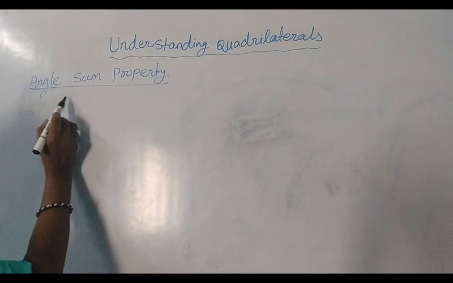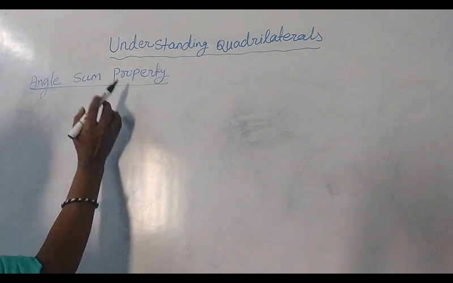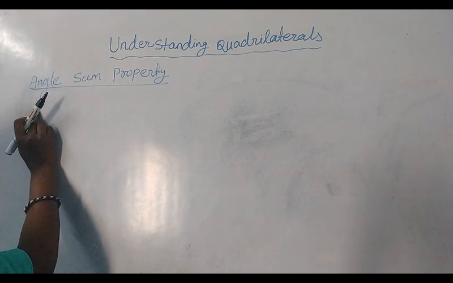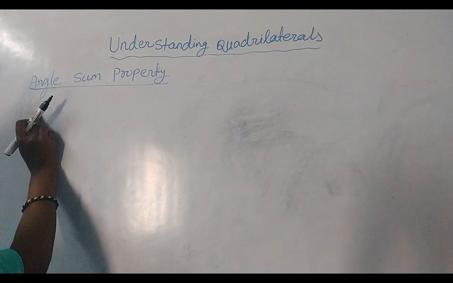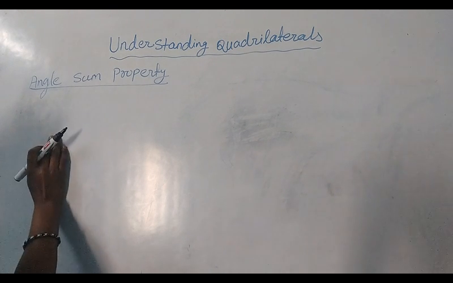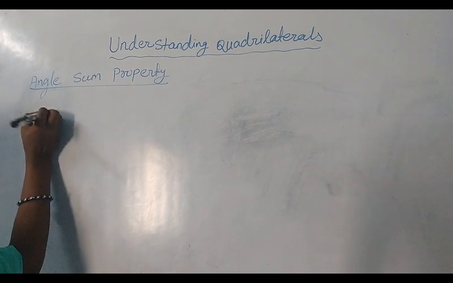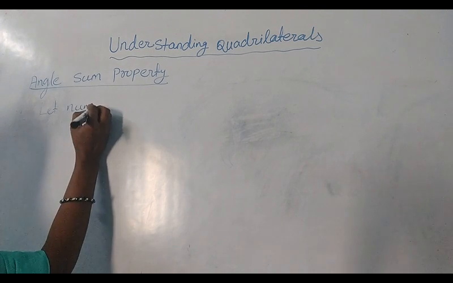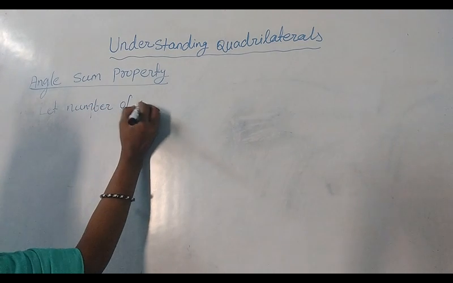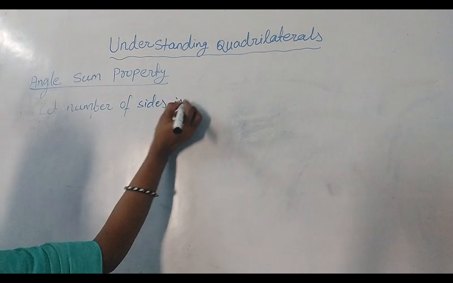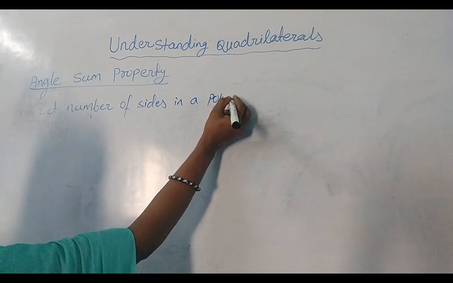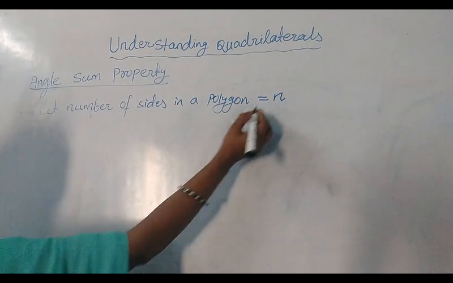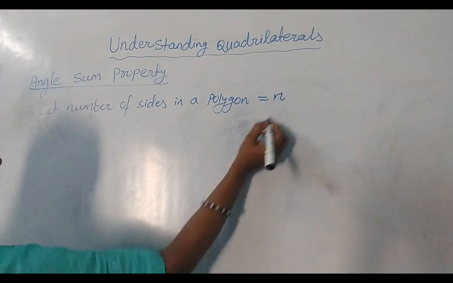Today students we are going to read about angle sum property under the chapter understanding quadrilateral. So the angle sum property related to polygons. At first we consider the number of sides of a polygon. Let the number of sides in a polygon be equal to n. We represent the number of sides by the symbol small n.